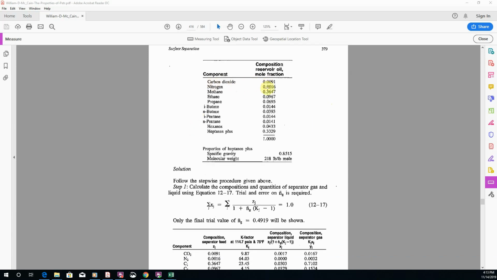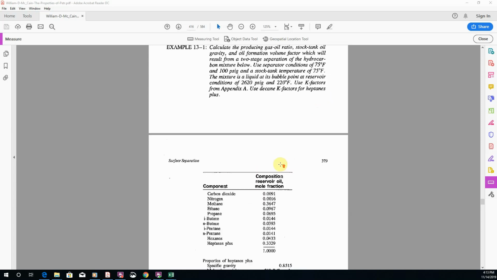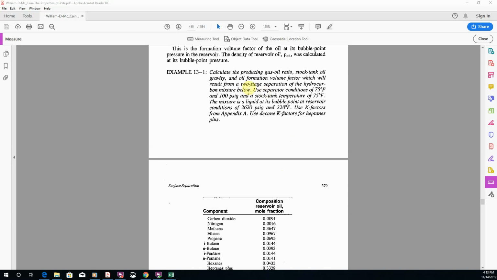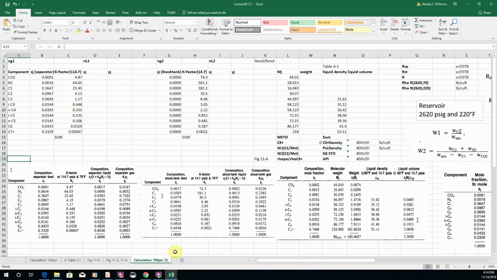So here's our fluid. Here's the compositions, or Z, of the fluid. Here's the heptanes plus. Here's more properties of the heptanes plus we'll use later. So now we're wanting to calculate producing GOR, stock tank oil gravity, and oil formation volume factor. So I set up a spreadsheet to do this calculation. It looks something like this.